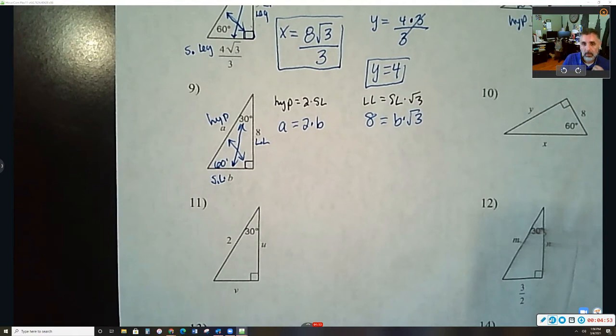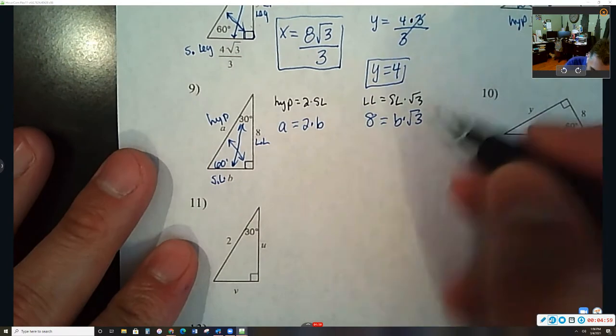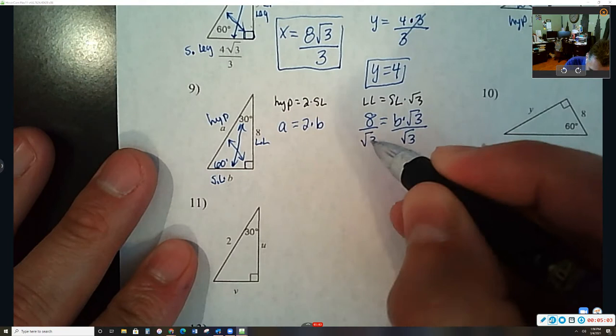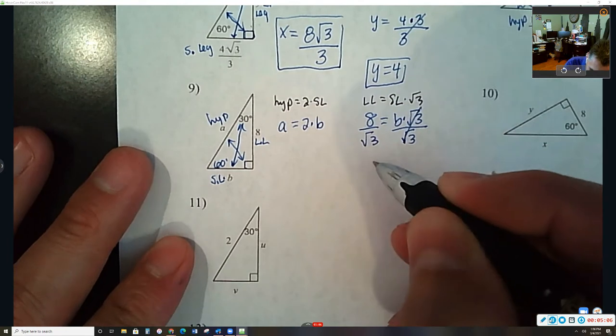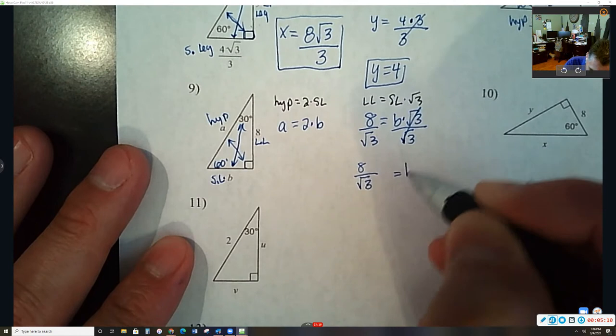Okay. So I can solve the equation on the right. I have b times the square root of 3. I want to get b by itself, so I'm going to divide by the square root of 3. That goes away. We have 8 over the square root of 3 equals b.